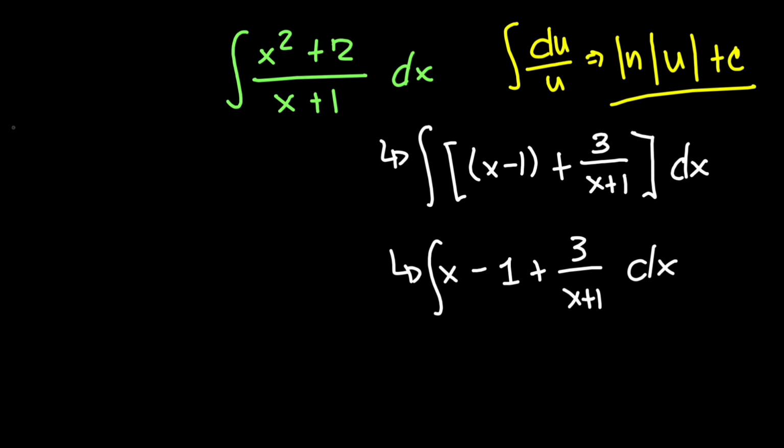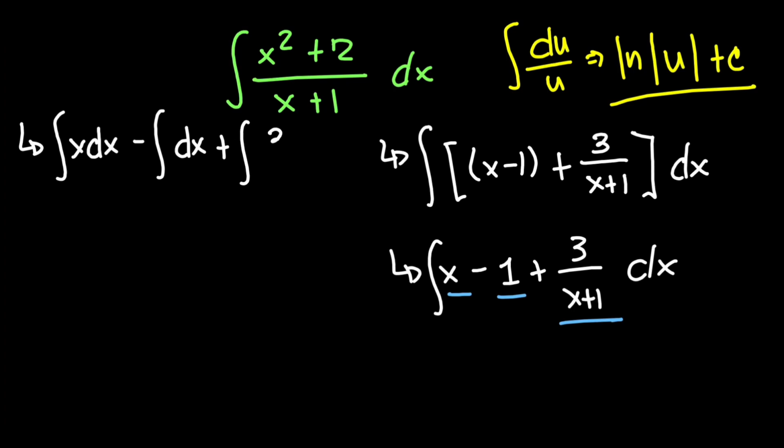For simplification first, let us just split this integral into 3 parts. This is the first, second, and third. So this would be equal to the integral of x dx minus the integral of 1 multiplied by dx, which is simply dx, plus the integral of 3 over x plus 1 of dx.